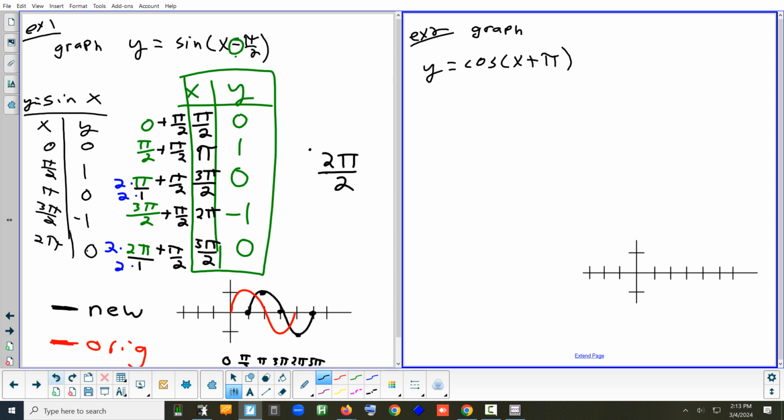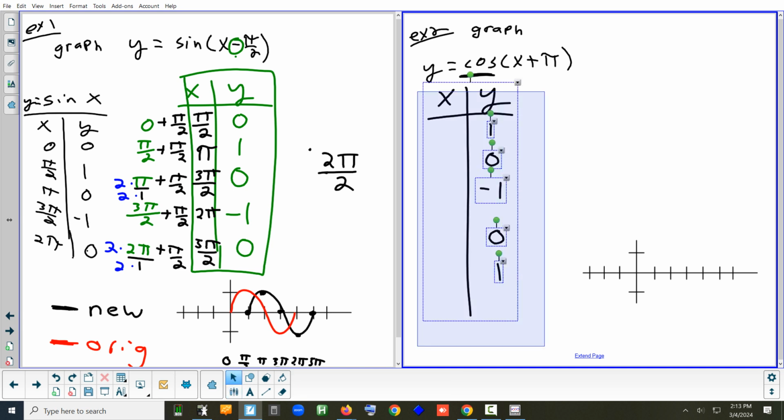All right, so let's look at this. Okay, we know it's a period change because it's adding or subtracting inside. So what values stay the same? Y. Yep. Now, be careful. What are my y values in the original table for cosine? If you pick the wrong table, you're going to do sine instead. Yep. 1, 0, -1, 0, 1. Perfect. Okay, so those are my y values.